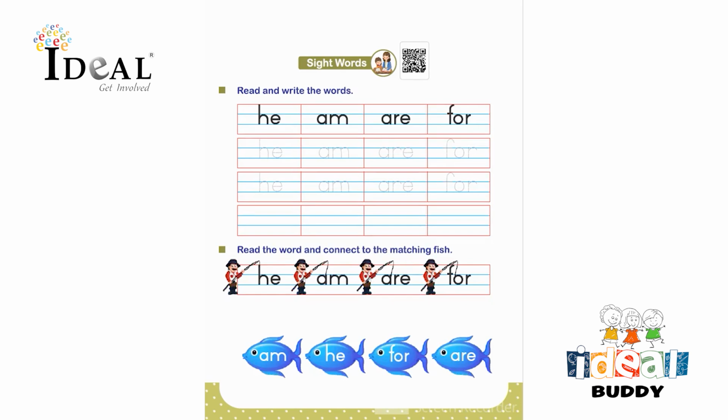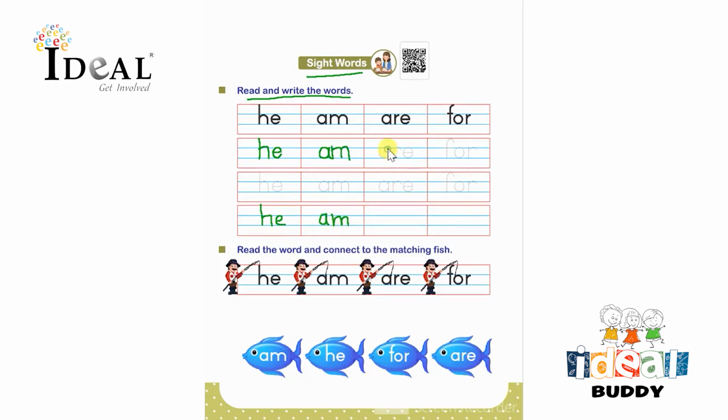Hello everyone. Here the topic is sight words. So the child has to read and write the words. So here the first sight word is he, H-E, he. So they have to first trace it. They have to again trace it and then write the same on their own. After that, the next is am, A-M, am. So they will trace it twice and then again write it in the space given below.